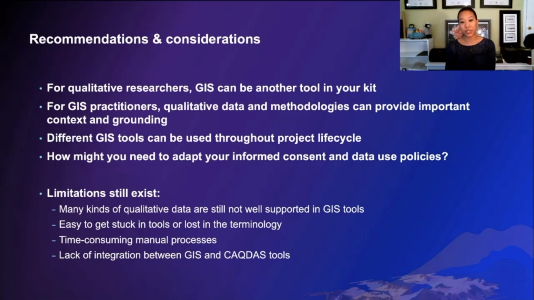Limitations still exist, and we understand this. So many kinds of qualitative data are still not well supported in GIS tools. We have a lot of third-party applications and also some partner vendors that we work with to help with that and also help with being able to get some of that qualitative data into GIS. We also understand it's easy to get stuck in tools or lost in the terminology. We're very jargon heavy sometimes, and we have a hard time relating certain aspects of our work. It is still a time-consuming and manual process. That has not changed, so I think that will continue to be there for a while.